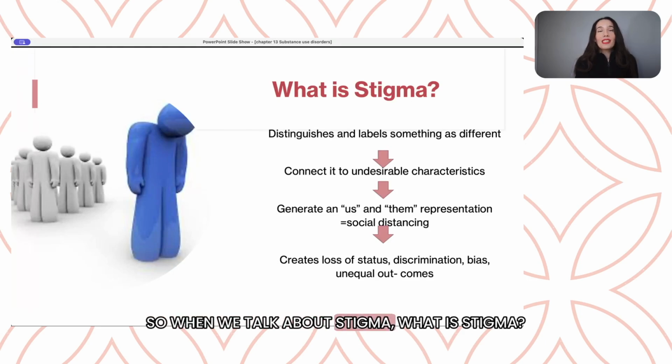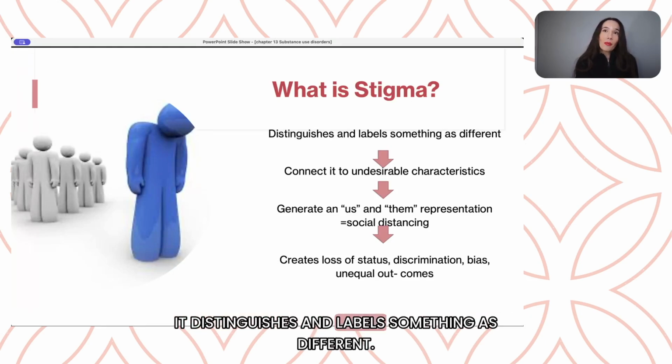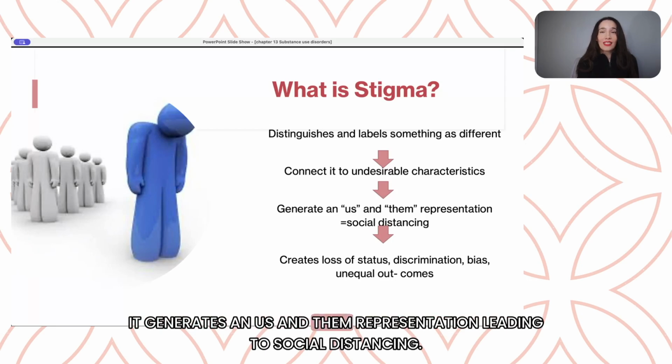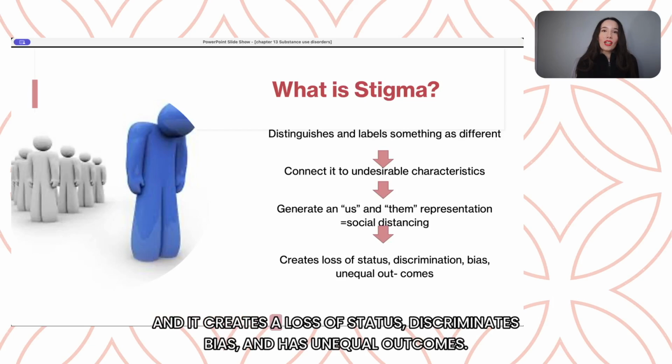So when we talk about stigma, what is stigma? It distinguishes and labels something as different. It connects it to undesirable characteristics. It generates an us and them representation, leading to social distancing. And it creates a loss of status, discrimination, bias, and unequal outcomes.